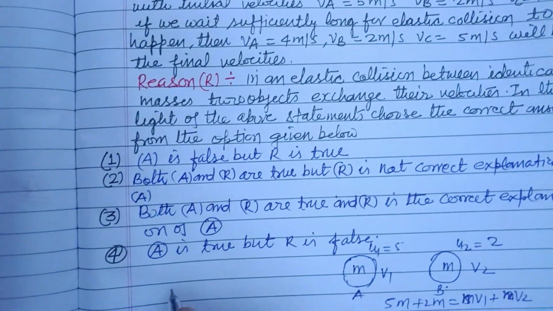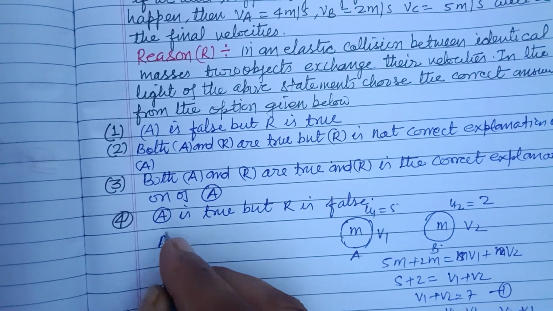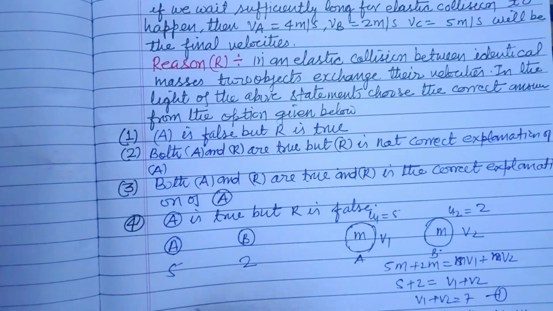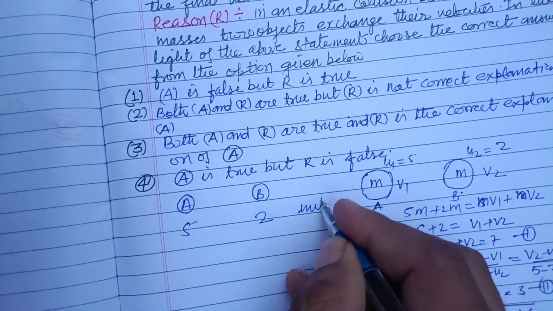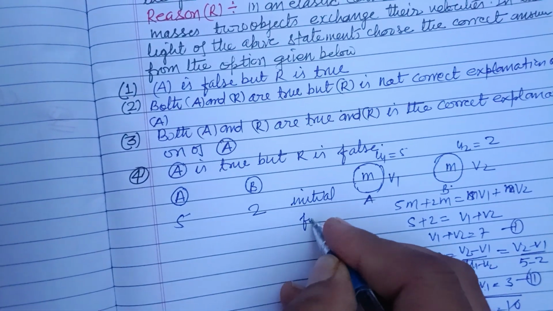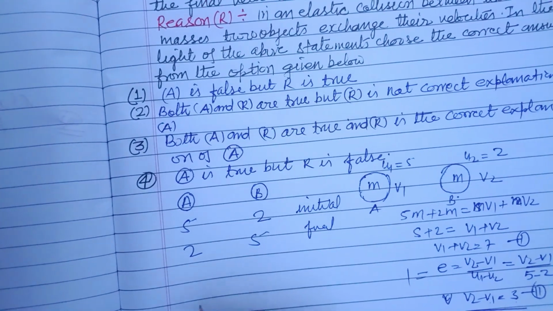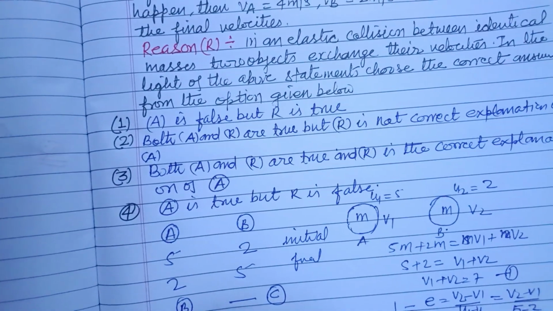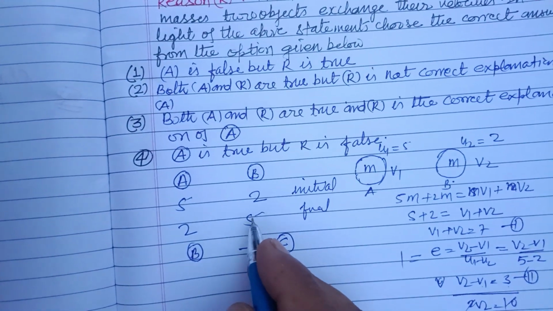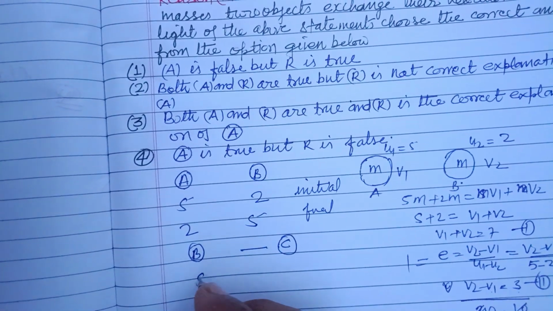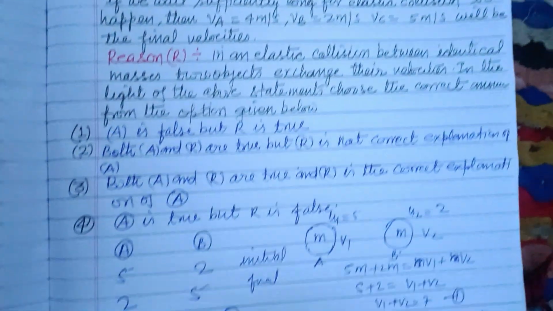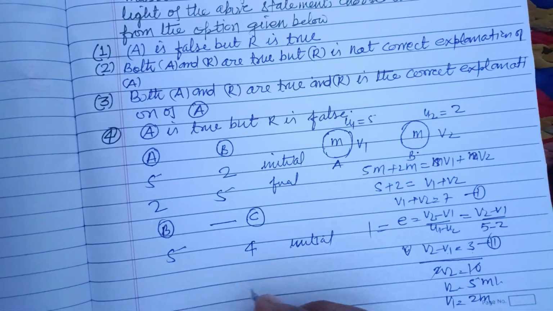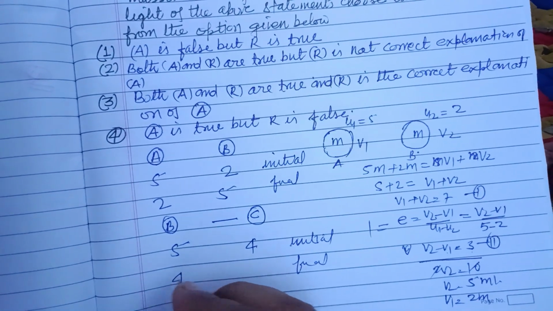So here, the masses are given. For A and B, initial velocities are 5 and 2, final velocities become 2 and 5. For particles B and C, the initial velocity for B is 5 and for C is 4. This is before collision, and final is 4 and 5.